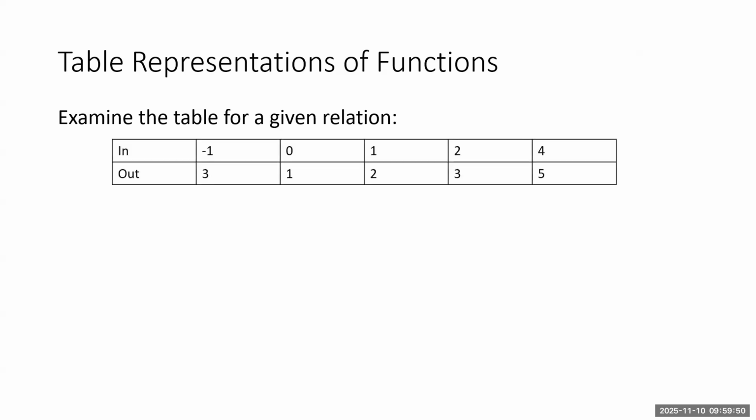Now we will talk about table representations of functions. Examine the table for a given relation. I have a table with 2 rows, one labeled in, one labeled out. In the in row, I have -1, 0, 1, 2, and 4. In the out row, I have 3, 1, 2, 3, and 5, respectively.